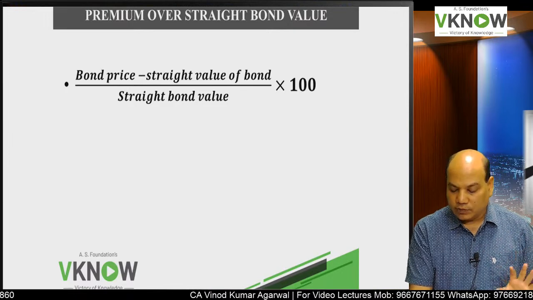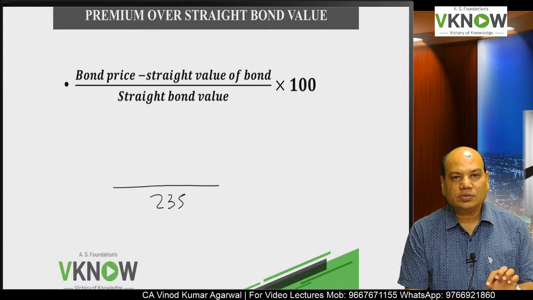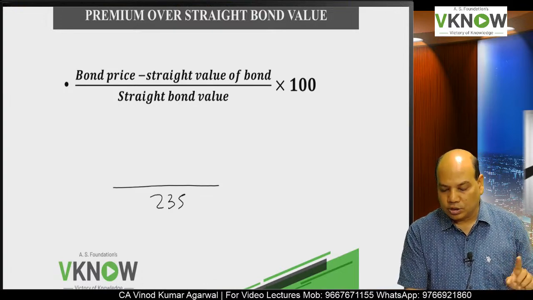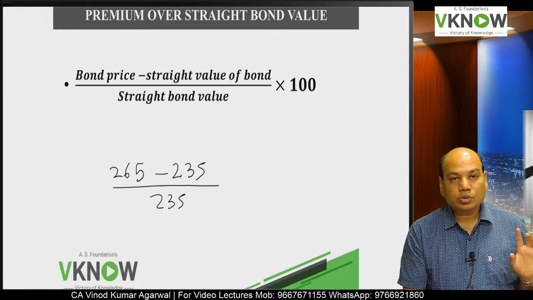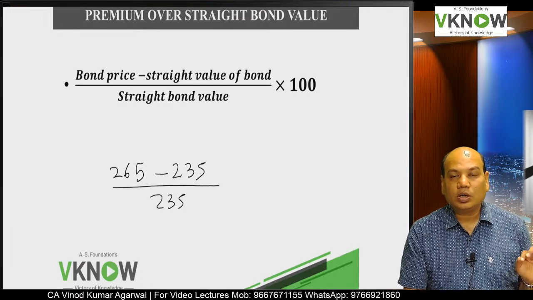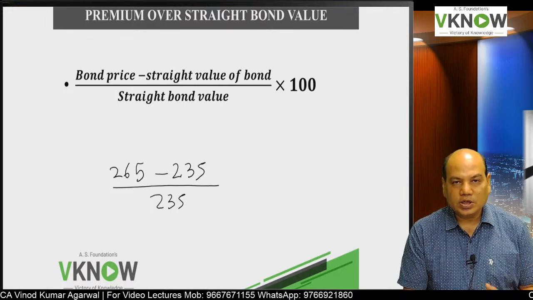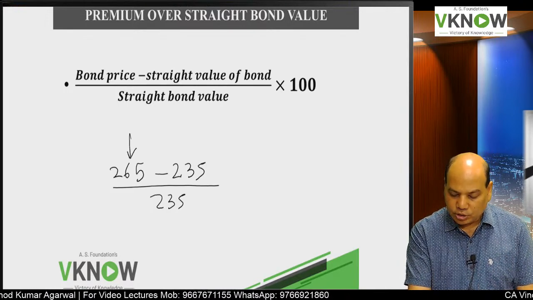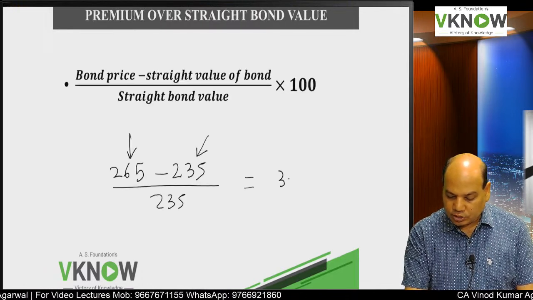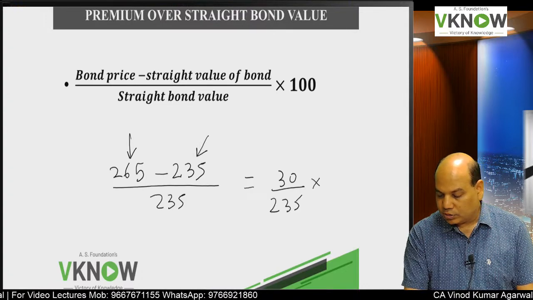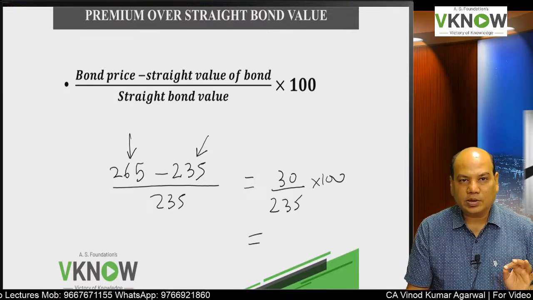Straight bond value is trading for 235 rupees. Other bonds with similar features but no conversion option are trading for 235, whereas this bond is trading for 265. So compared to a non-convertible bond or a straight bond, how much premium in percentage are you paying? Suppose this is the bond price, this is the straight value of the bond. So the answer would be how much? 30 by 235 into 100. This will be the premium over straight bond value.